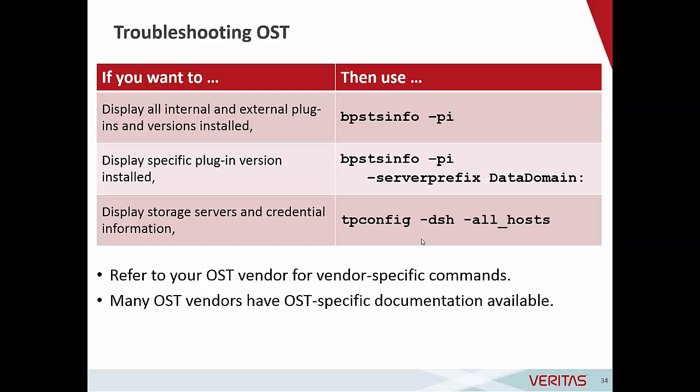Here are some NetBackup commands that may be helpful when troubleshooting third-party appliances. And we mentioned that NetBackup can't tell you what the correct version of a plugin is, but it can at least tell you which version you're running. Here's where I can use BPSTS info to see which plugins have been installed on a media server and which version they're running. I can also display all of the storage servers and credential information. It's very likely that there may be OST tools that are provided by the vendor as well that can provide much more information. Most appliance vendors will provide some kind of a web-based interface to the appliance where I can get a lot more information.